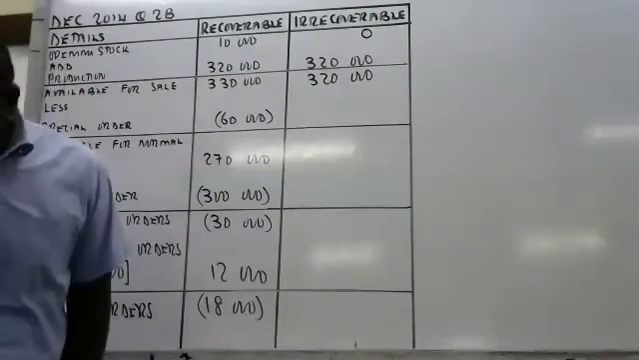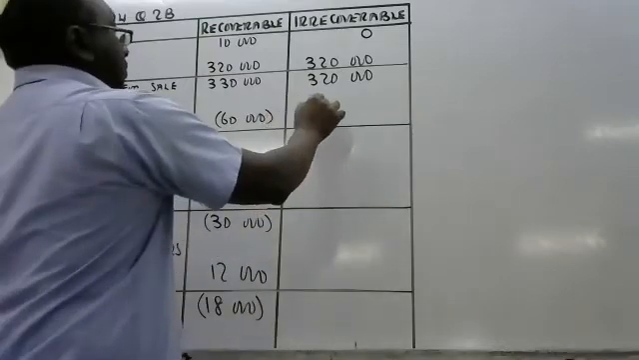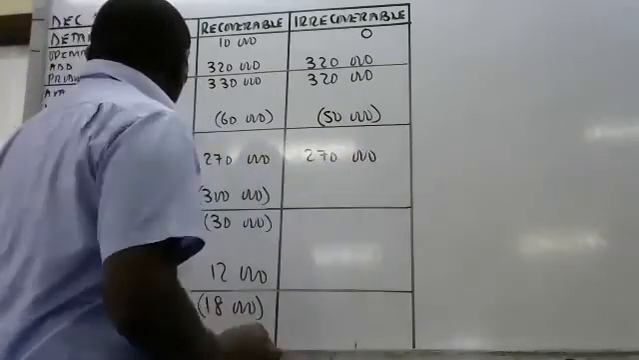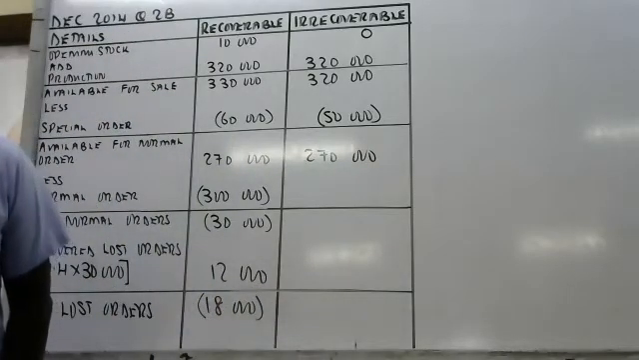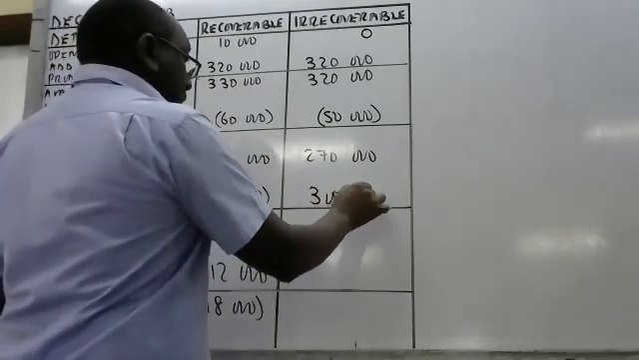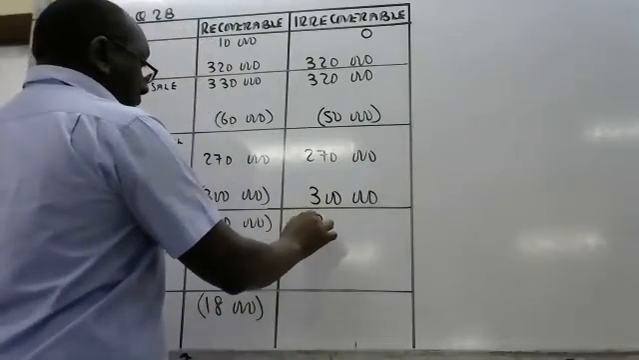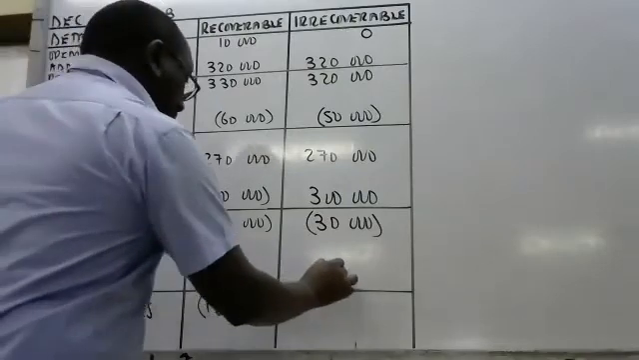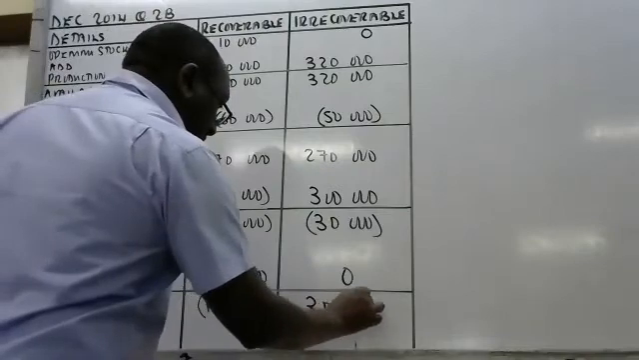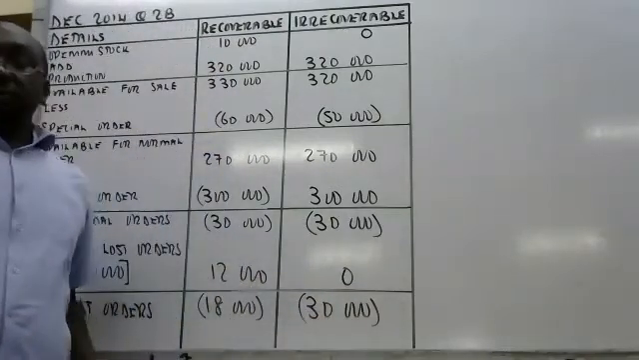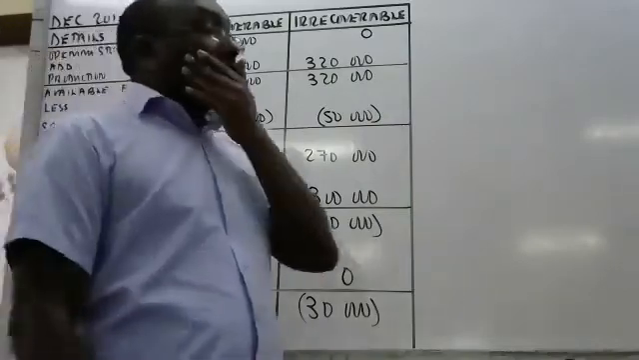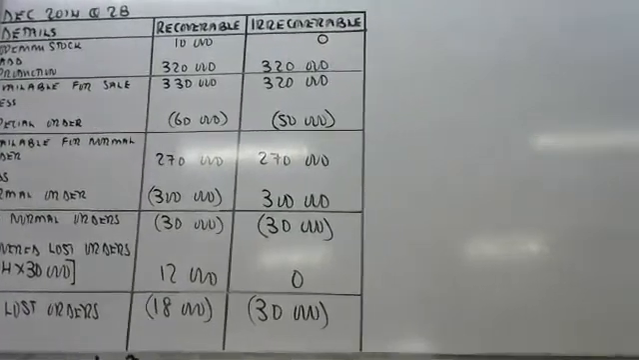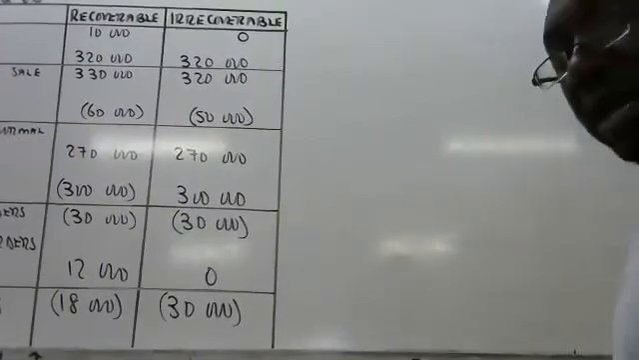The special order, now we are told it is 50,000. So we will be left again with 270. And the normal order or the regular order is still at 300. And now we are going to lose 30,000 again. But in this case, we are told what you lose, you cannot recover. So we recover 0 and we are left crying for 30,000. So the question is, do we accept the new order or reject the order? We accept or reject.